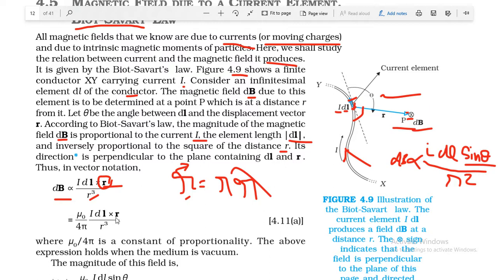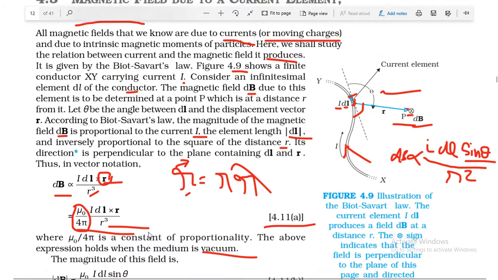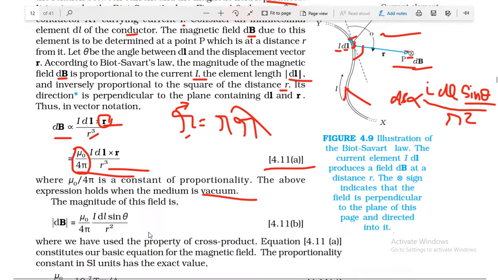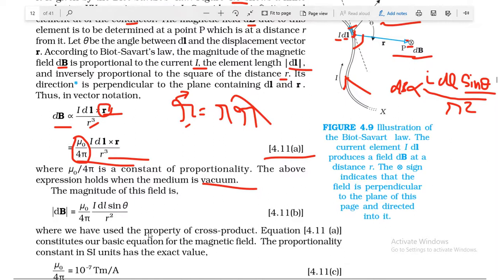You can see here, okay, so this one is the Biot-Savart law, and this part is a constant of proportionality, where mu by 4 pi is a constant of proportionality, and the above expression holds when the medium is vacuum. So this relation is true when there is vacuum. It means the current is flowing in a wire which is placed in vacuum.